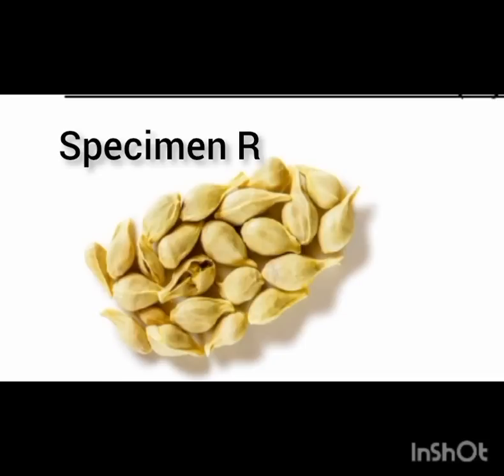Next specimen is specimen R, which is the seed of orange, the orange seed. We all know this is very popular. Let's look at the classification. The orange plant belongs to the kingdom Plantae. Then the division is Magnoliophyta. Then we have the class Magnoliopsida. Then we have the order Sapindales. We have the family Rutaceae. Then we have the genus Citrus. The species sinensis. So this botanical name will be Citrus sinensis.